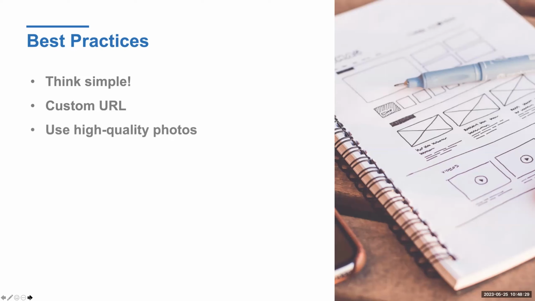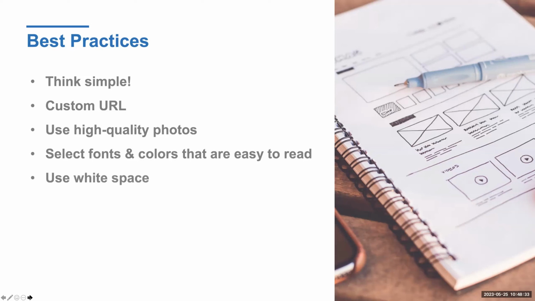High quality photos, we really talked about that. Select fonts and colors that are easy to read. Use white space. We saw a little bit of that white space in one of those templates. Again, a lot of those templates will have all that baked in already, but really think about giving your content breathing room so it doesn't look too overwhelming when you first land on the page. Because we've all been there, right? You've been to a website where you just go, oh my gosh, let me get my reading glasses, right? Because it's just a little overwhelming.